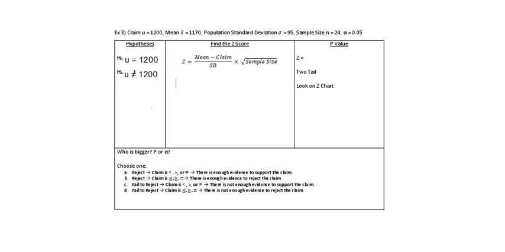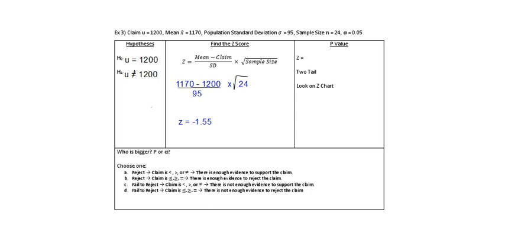So our mean is 1170 minus the claim, 1200. We're going to divide that by 95. And then we're going to multiply that by the square root of 24. Let's see, get the line here. Square root there, good. And for that, the z-score is equal to negative 1.55.